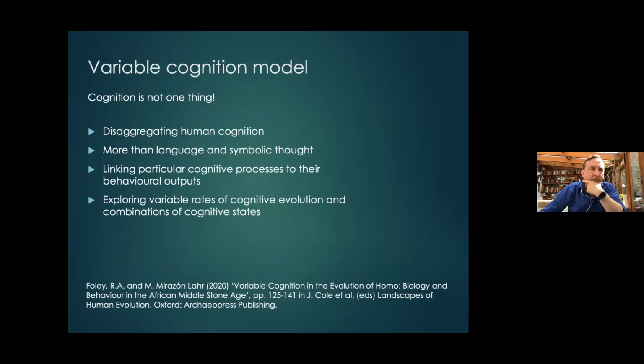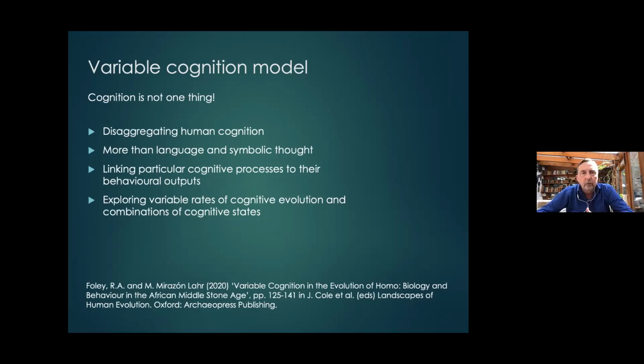So if I just finish off by talking about the one that Martha and I published recently in John Gowlett's Festschrift. The idea was really to take the point that cognition is not one thing. There are many elements, and we need to disaggregate those elements in order to work out what exactly you're inferring. So go beyond what I think were the language and symbolic thought approaches that there have been. So the question then is, can we link particular cognitive processes to their behavioral outputs? And before you get too excited, the answer at the moment is no, but I think we can develop the methods in which we can start to do that.